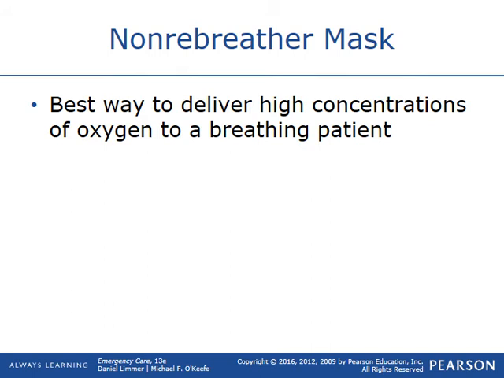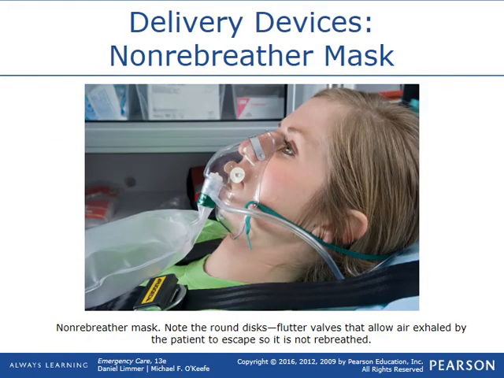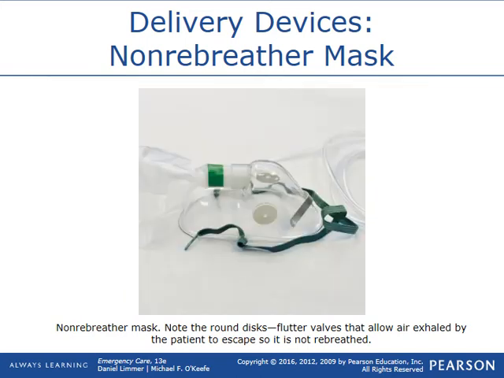The non-rebreather mask is the best way to deliver high concentrations of oxygen to a patient who is breathing. Here you see the non-rebreather mask as it's applied to the patient. Note that it has round discs on the side. These are flutter valves that allow the patient's exhaled air to escape. That's why it's called a non-rebreather: the exhaled air escapes, and when they inhale, those flutter valves close and they just get fresh oxygen.